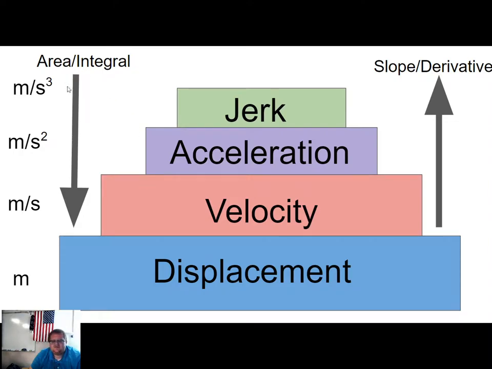So to go down, it's an area. If I have a velocity versus time graph, the area on a velocity versus time graph is the displacement. If I have an acceleration versus time graph, the area on that graph is velocity. So that's how these are related. They're all rates of change of each other, and a slope is a rate of change. Okay, so hopefully that makes sense. There are some conceptual questions that go over that.